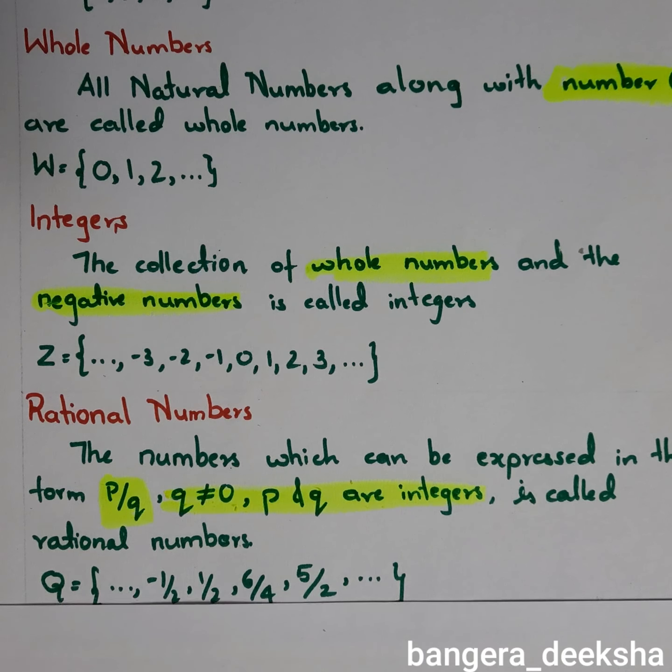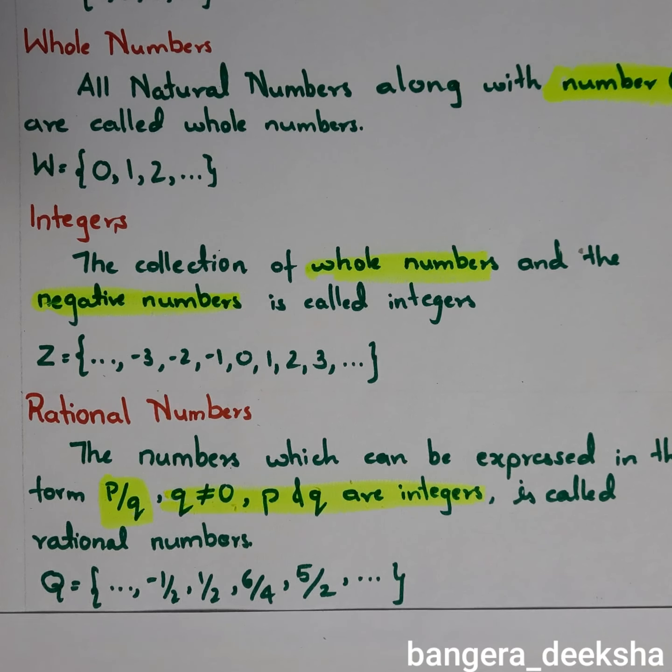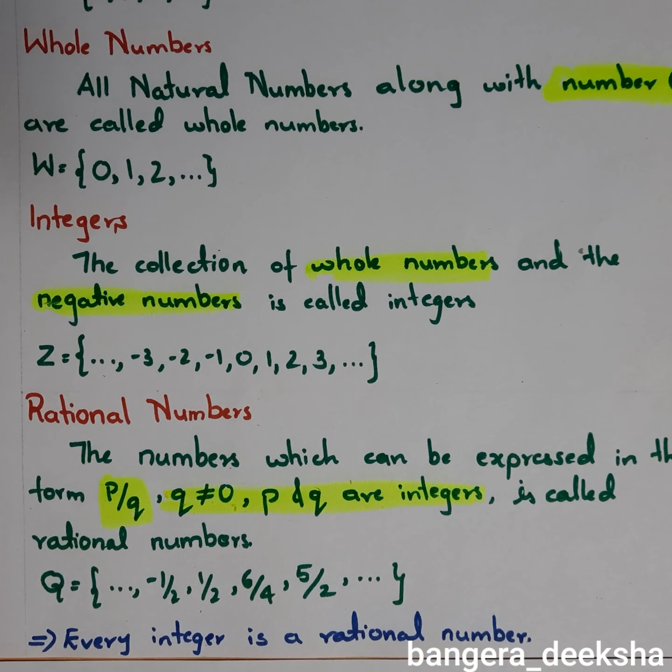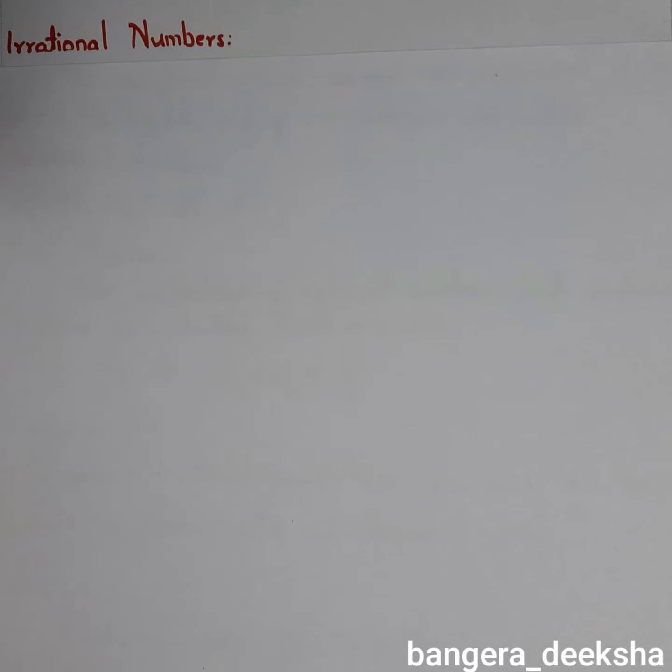It is denoted by the letter Q. So, all the numbers including integers and also the numbers which can be written in p by q form are known as rational numbers. It is represented by the alphabet Q. We need to note that every integer is a rational number.